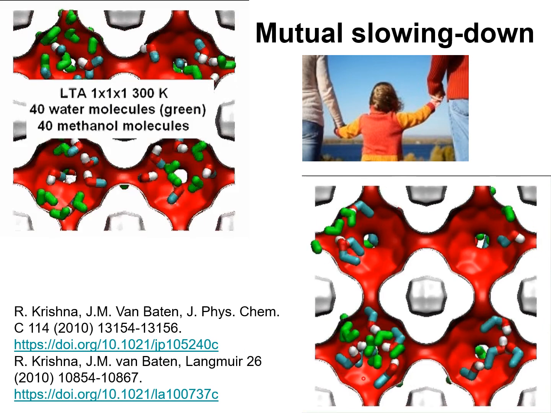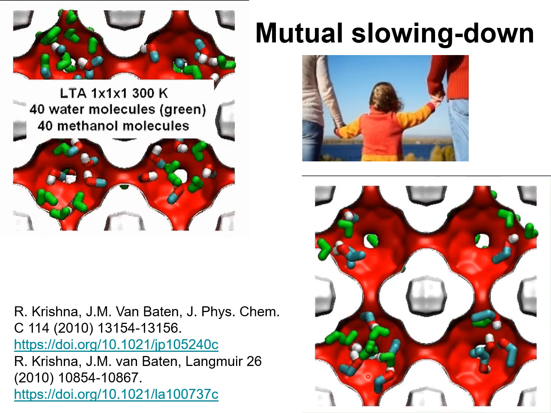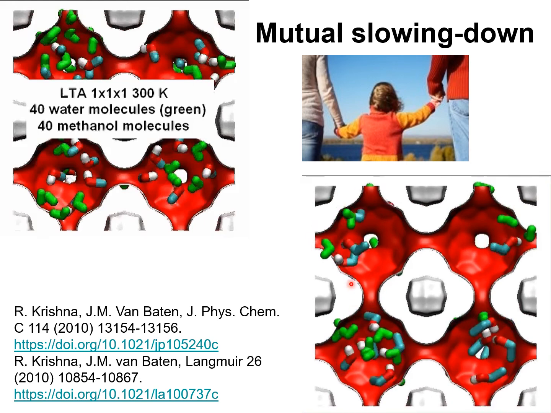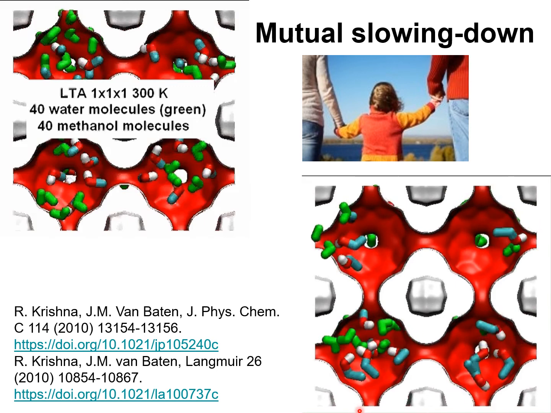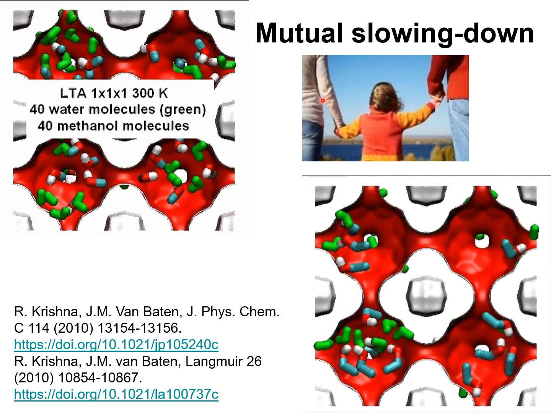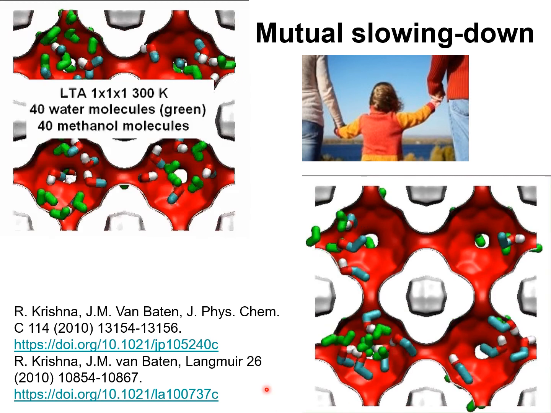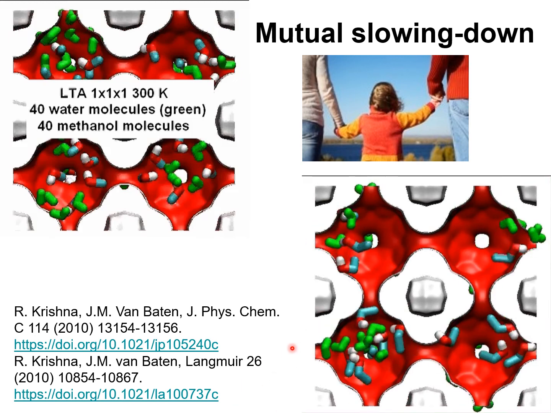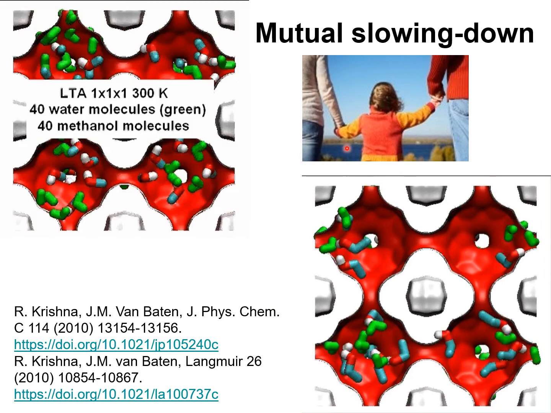This animation shows water-ethanol diffusion, and there is significant clustering between water and ethanol. And due to clustering between water and ethanol, we have the phenomenon of mutual slowing down. A water-ethanol cluster moves more slowly than either water or ethanol.